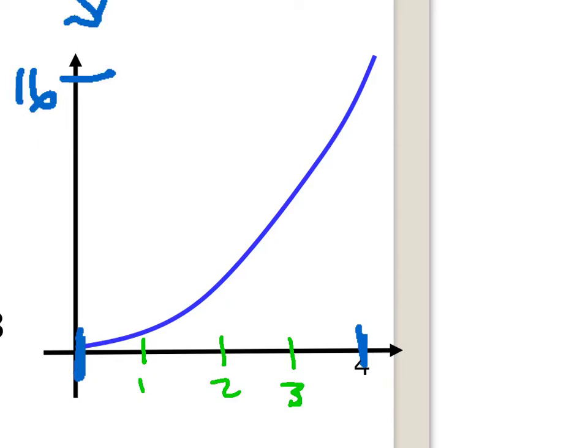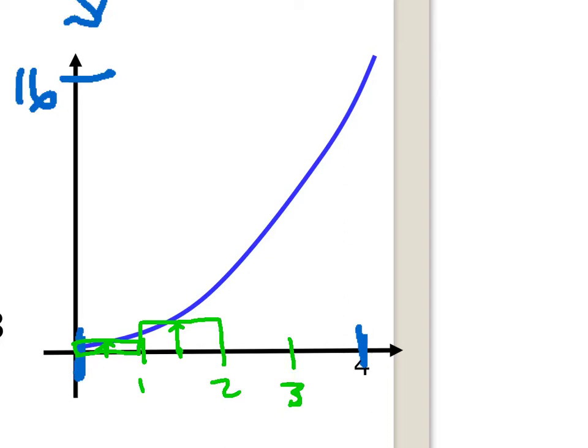So for example, between 1 and 2, the middle would actually occur at 1.5 squared. And that would be the height of that rectangle between 1 and 2. So between 0 and 1, he would pick 0.5 and go up to where he hit the curve, and he would make the height of that rectangle be 0.5 squared.